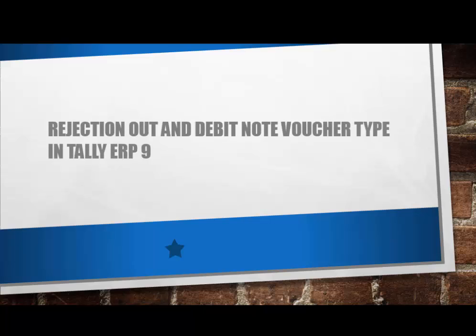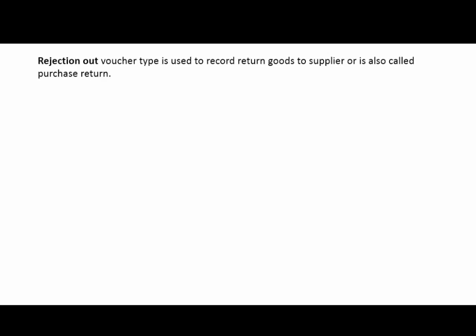Rejection out voucher type and debit note voucher types in Tally ERP9. Rejection out voucher type is used to record return goods to the supplier, also called purchase return.